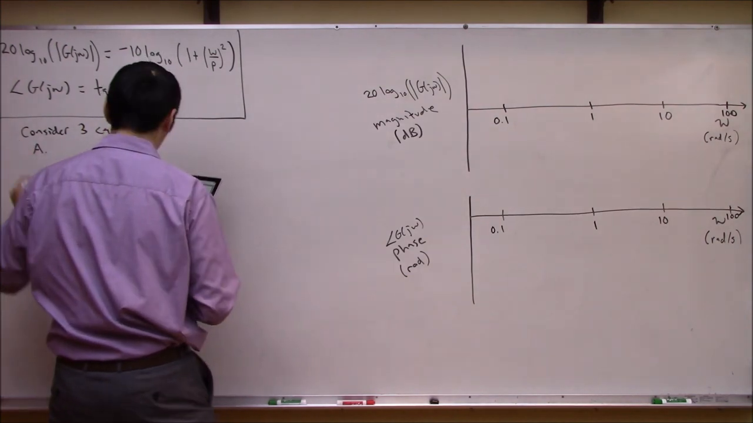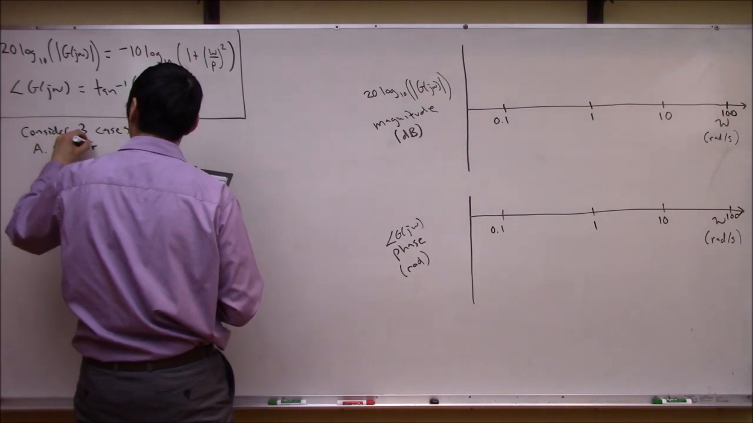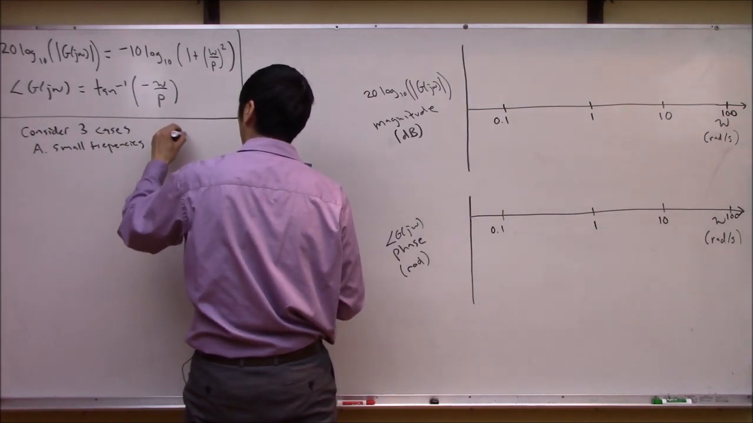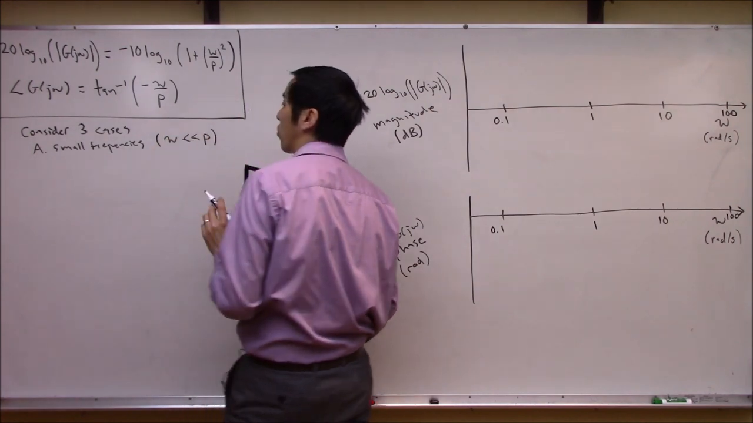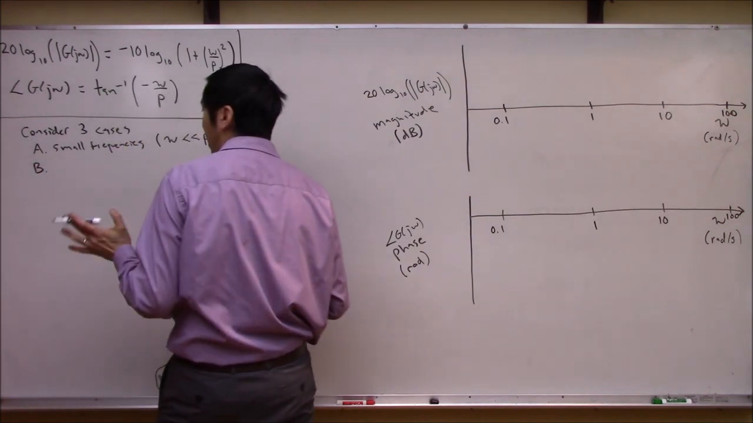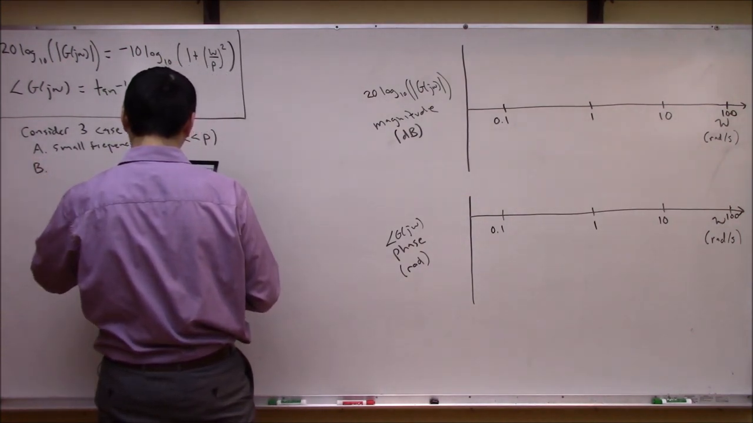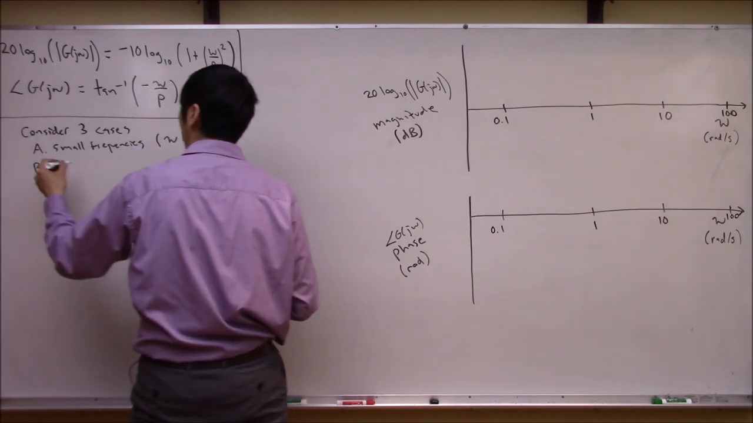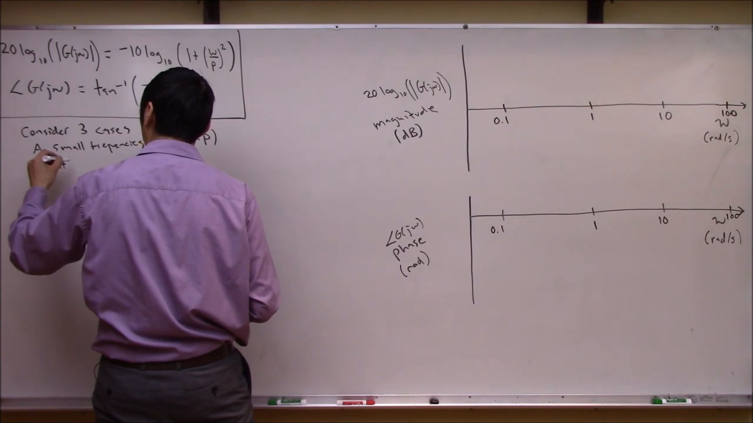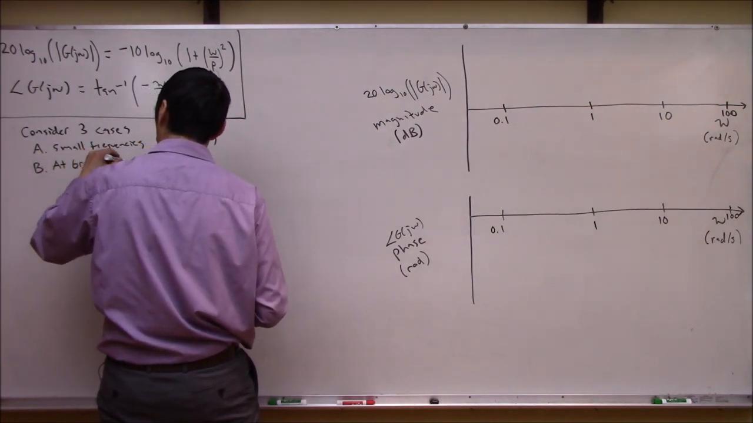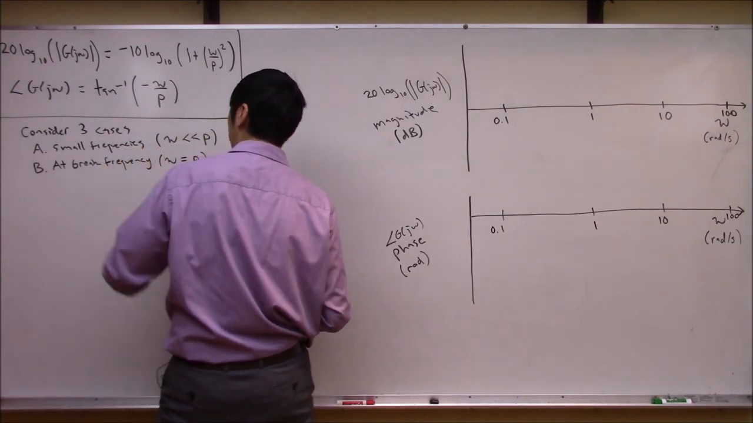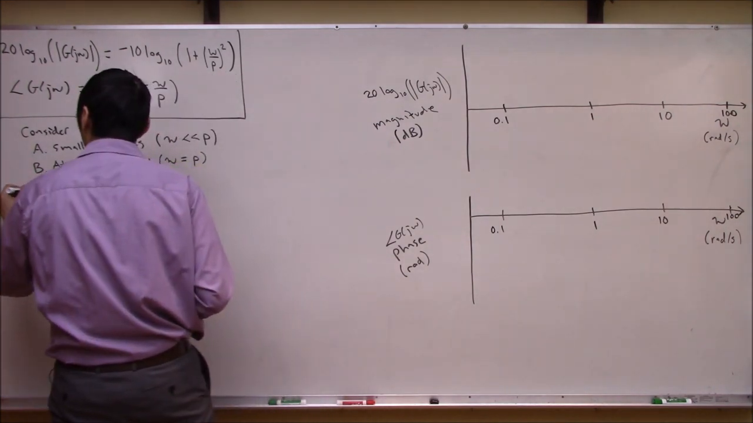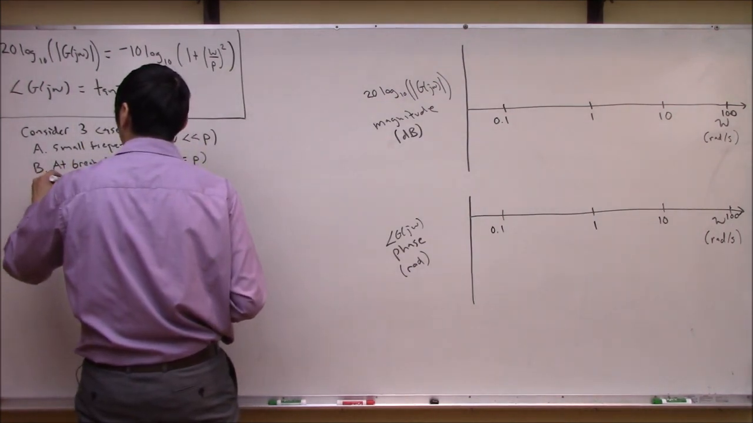So situation A is, let's consider what would happen if you had small frequencies. And small is a relative term here, because what I mean is, let's consider omegas which are much, much less than p, our pole location. The second case I'd like to consider is, what if you looked at what happens exactly when omega is equal to p? We're going to see why it's called this later, but I'm going to call this the break frequency. This is when omega is equal to p. You just use the term break frequency, but it's going to make sense in a second. And the third case here is, let's look at high frequencies.